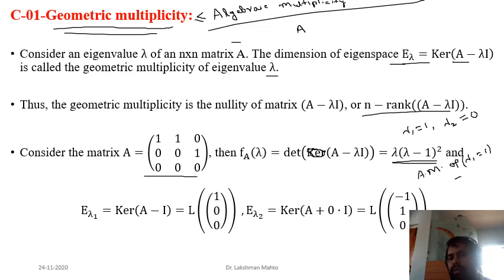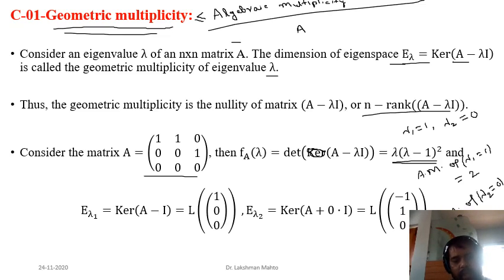It is 2. Similarly, what is the algebraic multiplicity of the second eigenvalue? That is lambda 2 equal to 0. That one is 1. Algebraic multiplicity of lambda 2 equal to 0. That means for the second eigenvalue, it is 1. Now, in the next step we will find the corresponding eigenspaces.